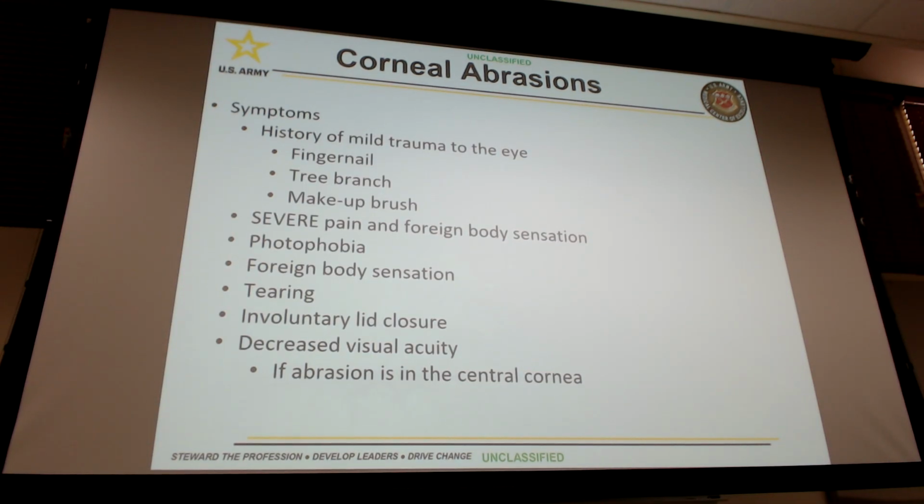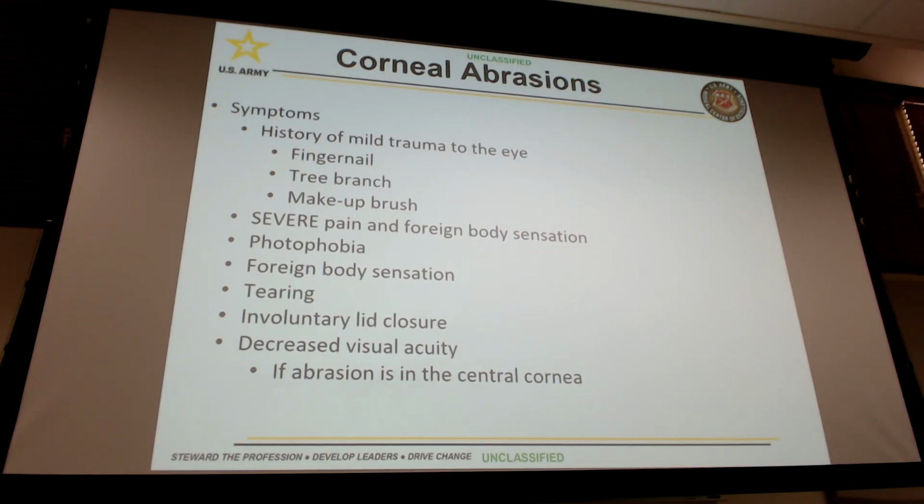Okay, corneal abrasions. We talked about this already. These are very, very painful. This is a scratch to the eye. Patients are going to be in a lot of pain. They'll be very light sensitive. That's what photophobia means. They'll typically have a foreign body sensation. You don't necessarily have to have a foreign body in the eye with a corneal abrasion, but anytime that epithelium is disrupted, it's going to feel like something's in your eye when you're blinking. That's what that foreign body sensation is. Obviously tearing, and then they're just going to be walking around with their lid closed.